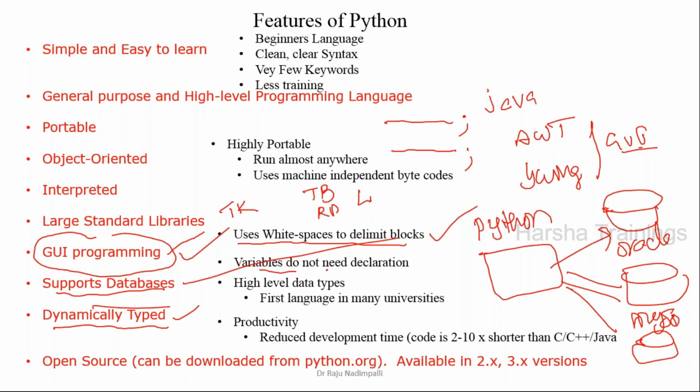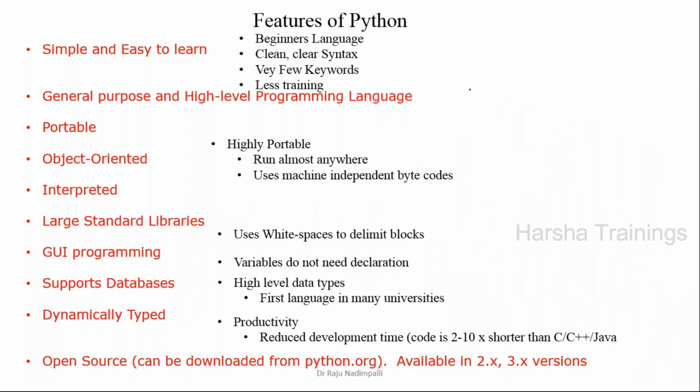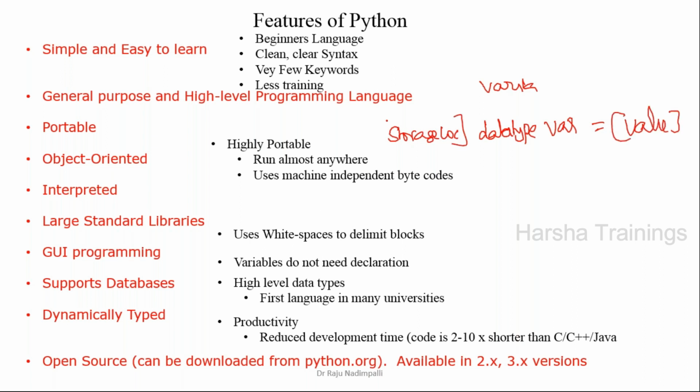Then variables do not need declaration. Let me discuss this point for 1 minute. For example, if you take C language and want to create a variable, you have to write the storage class, the data type, and the variable name is equal to value. This is optional and this is also optional. Whereas in Python, simply write a variable is equal to 100. That's it. 100 is the value which we are assigning to the variable.